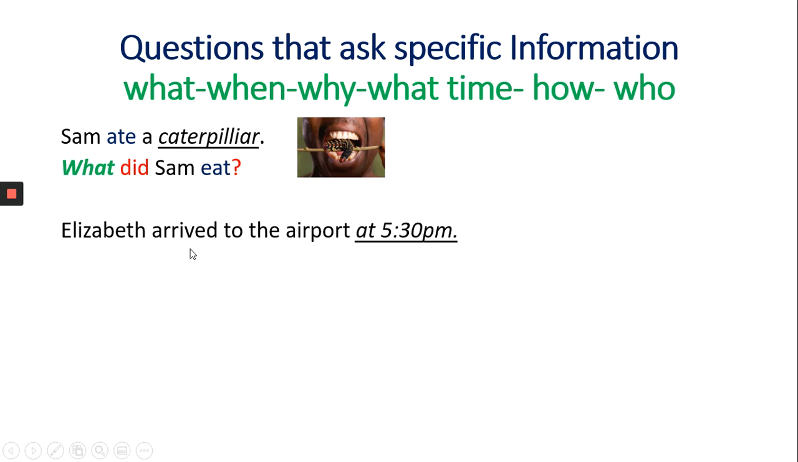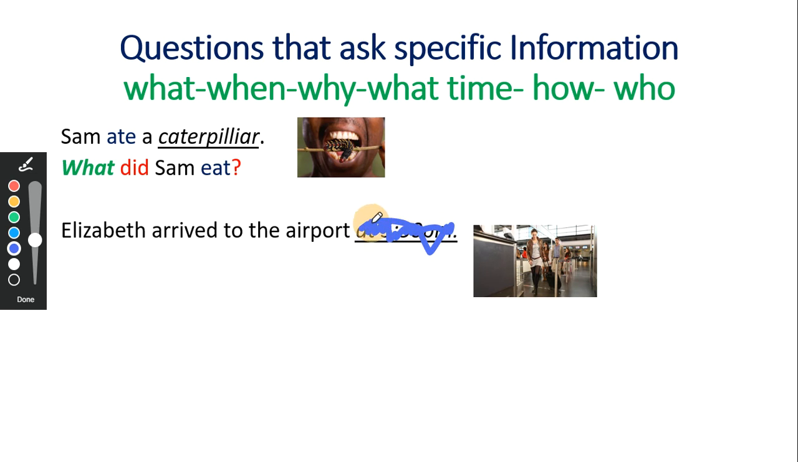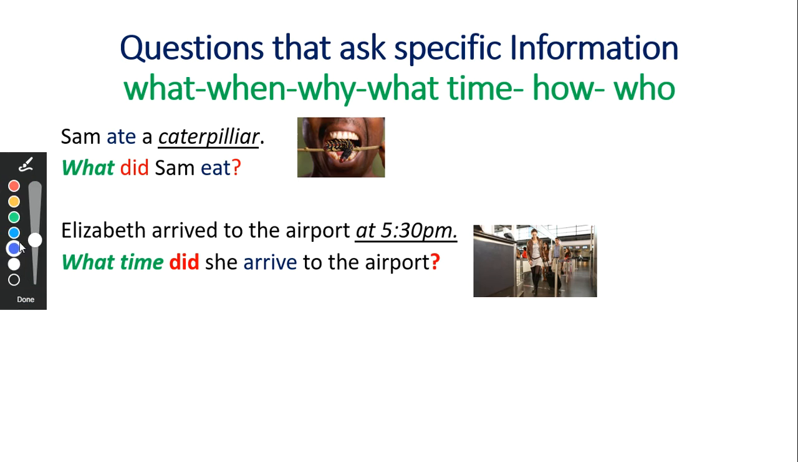Okay? Next example. Elizabeth arrived to the airport at 5:30 p.m. Now, imagine that I don't know the time she arrived. I don't know this information. I know Elizabeth arrived to the airport. I know who, I know what, and I know where, but I don't know the time. So if I don't know the time, I'm going to ask a question for what time? So the question would be, what time did she arrive to the airport?